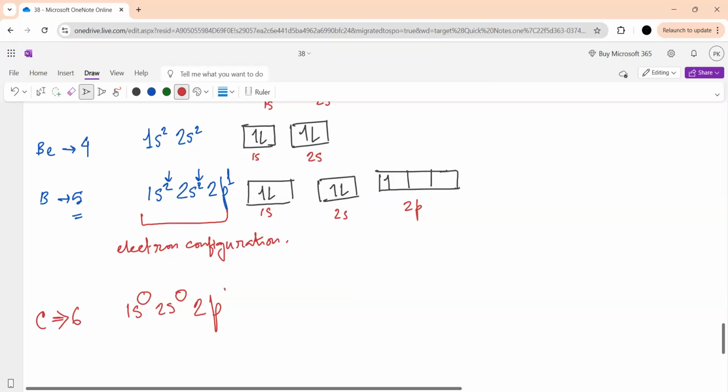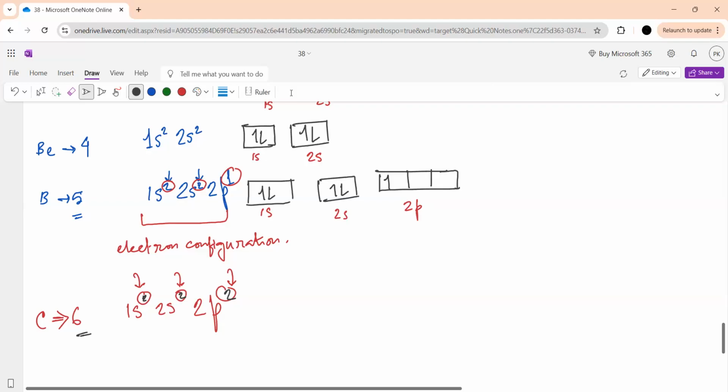So what will be the numbers? With which numbers will we fill these dashes? Like here we had 1s2, 2s2 and 2p1. So what will be the number we write here? How many electrons will be there in 1s? How many in 2s? And how many in 2p? In each there will be two electrons, like 1s2, 2s2, 2p2. So in total we will have 6 electrons, right? Yes, ma'am. Okay, very good.